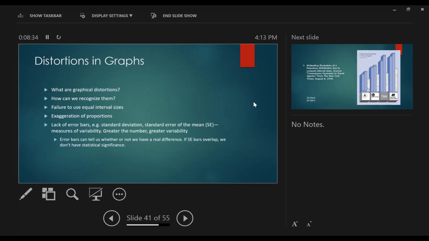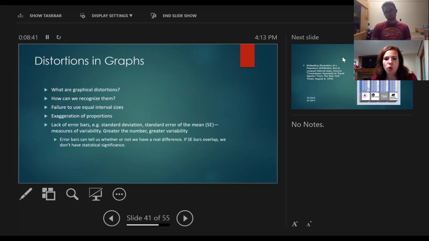So let's look at some distortions. So what do we consider graphical distortion, right? Can you guys think of an example where somebody could be distorting a graph?